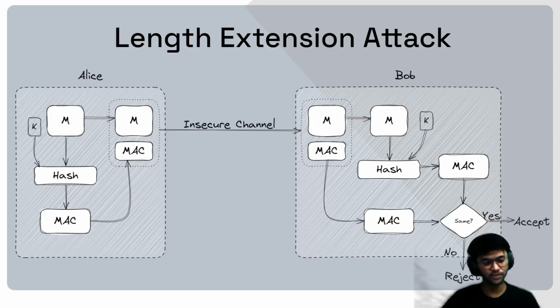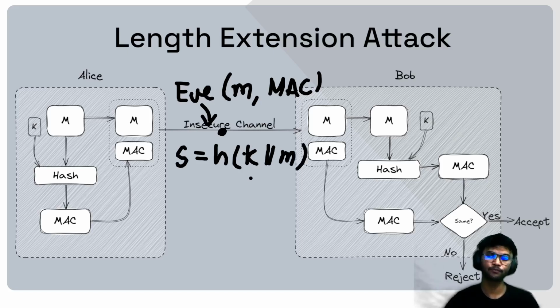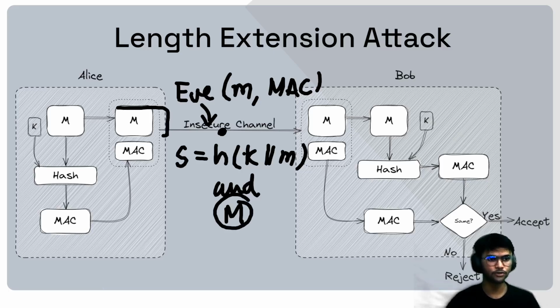While MACs may look secure, they're vulnerable to a class of attacks known as length extension attacks. Say at this point, Eve intercepts the message. What they know is the message M and the MAC, which was generated using the hash algorithm. Mathematically, given the hash of a message, which was generated using the key K concatenated with the message M, Eve can extend this M to M dash.